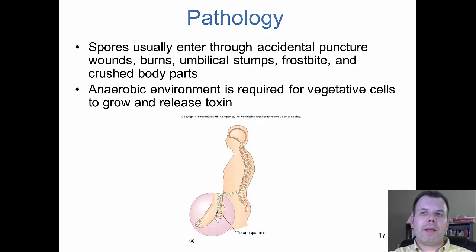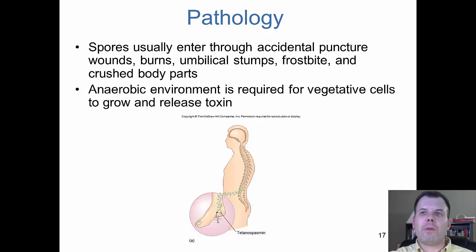All right, so what is the pathology of this? So what happens is again, spores typically are all over. Think of anything on the ground or anything on metal around the outside. And these things enter through an accidental puncture, wound, burns, umbilical stumps, frostbite, or crushed body parts. And again, the spores get in just like gas gangrene.